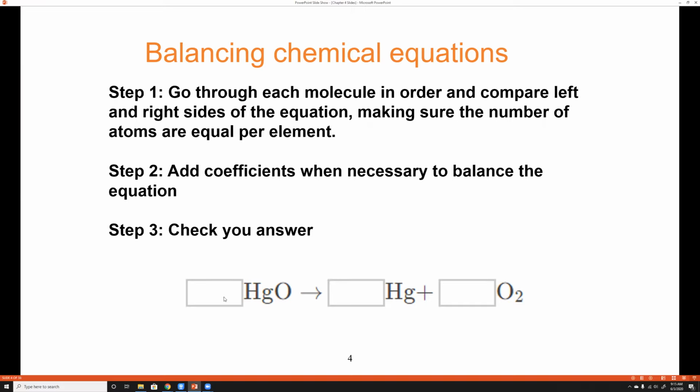So the way I would balance it is you just look at it and you read it like a book. You read it from the left side to the right side. And you look at each element and you just see if the left is equal to the right. So let's look at it. Hg, there's one here. Hg, there's one here.